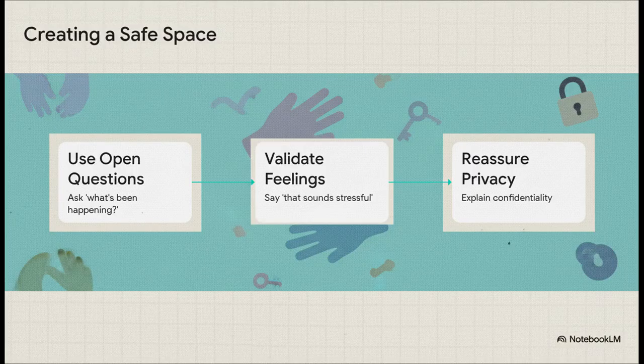So how do you actually do that? Well, there are 3 key steps. First, stick to open questions. Something like, can you tell me a little more about what's been going on? Second, you've got to validate his feelings. Even a simple, that sounds really stressful, can make a huge difference. And third, and this is so important, you have to explicitly reassure him that this conversation is confidential. That combination can be the very key that helps him open up.